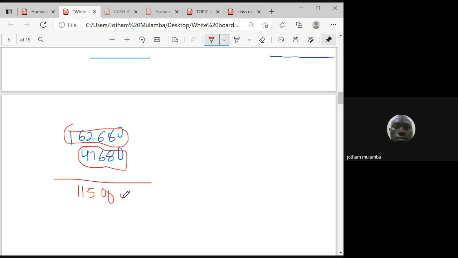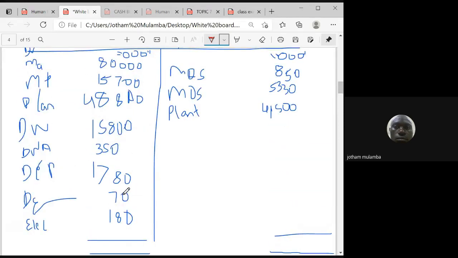Going back to the contract, when we are doing construction, we buy materials and we use them as we progress with the contract. Then at the end of the year, we evaluate. We bought materials worth 162,680. When we evaluate, we find that we still have material in our store worth 47,680. Then it means materials worth 115,000 have already been consumed in that particular contract. That is our balancing figure.